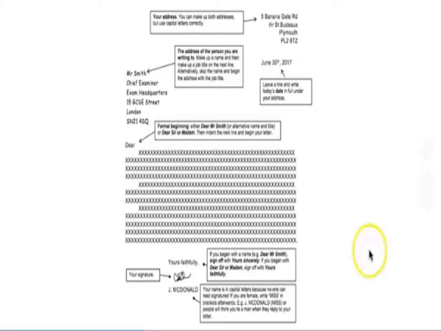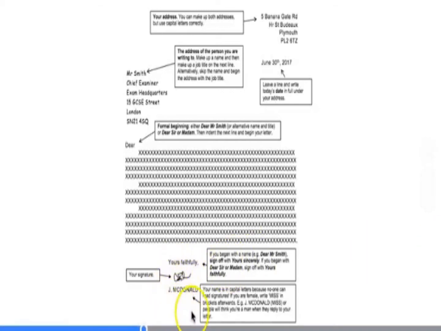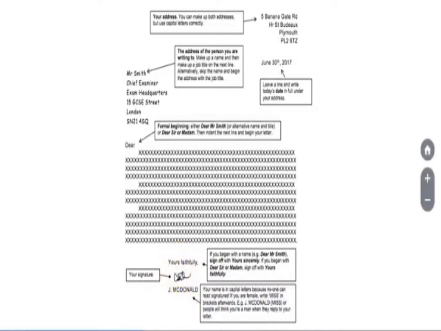And then you'll sign your name, your signature here, and then under your signature you will print your name in capital letters, because nobody's going to be able to read this signature and know who you are. Most signatures are illegible. So you would write something like J. McDonald in brackets Miss, if you wanted to make it clear of your gender. As you can see then, a really clear talk through of exactly what your letter should look like on the page, so the examiner knows you got the form absolutely spot on.